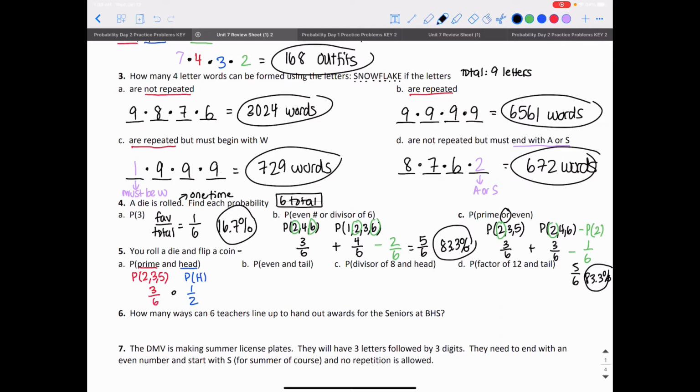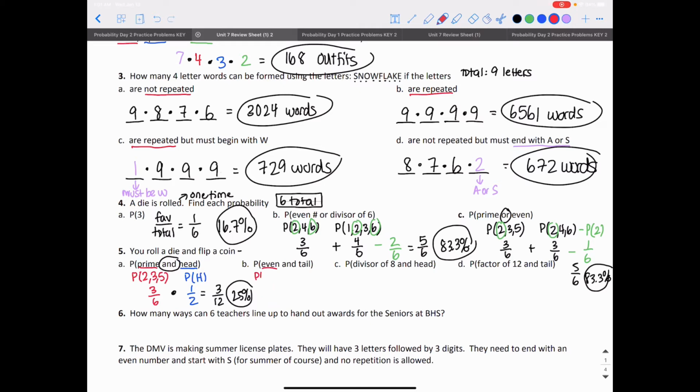I'm going to multiply these together. I see the word and. I want them to both be happening at the same time. So that's multiplication. And then I'm going to get 3 over 12, which when I divide that in my calculator, I'm going to get 25%. So A is 25%. For B, I have the probability of even, which is 1/2, and the probability, oh my gosh, what am I saying?